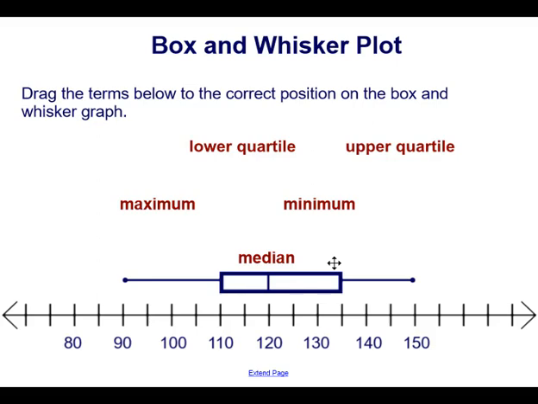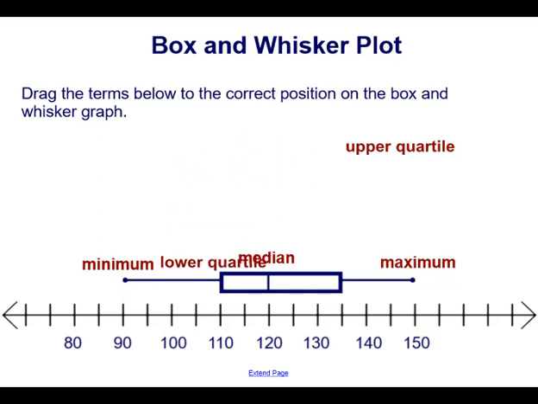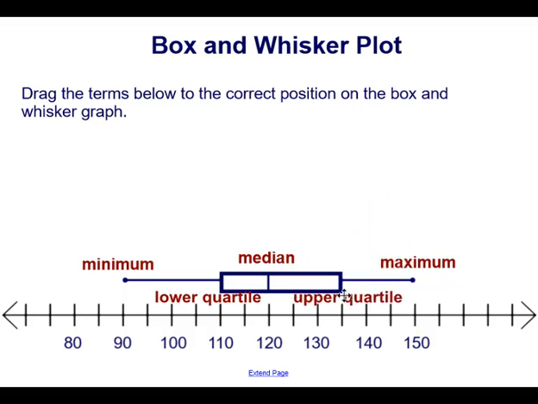Now, your whiskers are going out to your lower minimum and your upper maximum. So all the way to the left, that data point at the end of this left whisker will be the minimum, and this data point all the way to the right at the right whisker is going to be the maximum. Then you have the edges of the rectangle or the box that are connecting the whiskers to the box. So the one towards the minimum or to the left is going to be considered the lower quartile, and the one to the right towards the maximum is going to be considered your upper quartile.